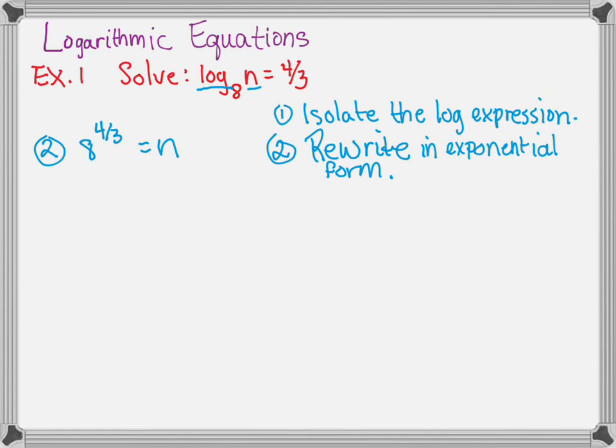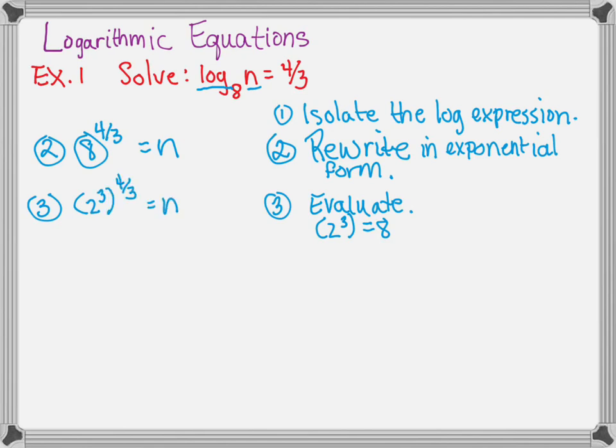And this is our solution, but I'm going to evaluate this, and I'm going to do it without a calculator. So remember, 8 is equal to 2 to the 3rd power, so I can rewrite this as 2 to the 3rd power to the 4/3 power equals n. Power to a power, I'll multiply my exponents. 3 times 4/3 is 4, so 2 to the 4th equals n, or n equals 16.